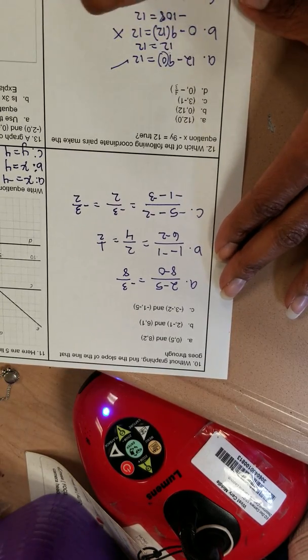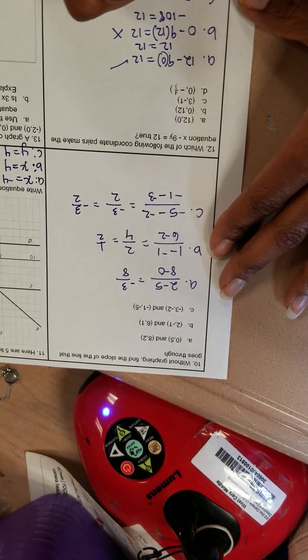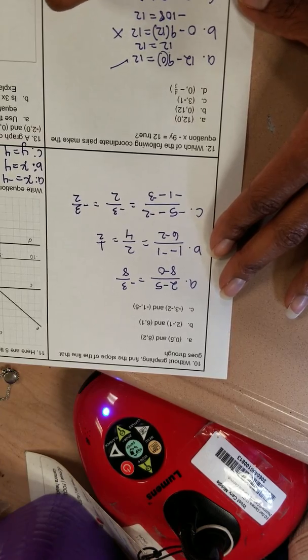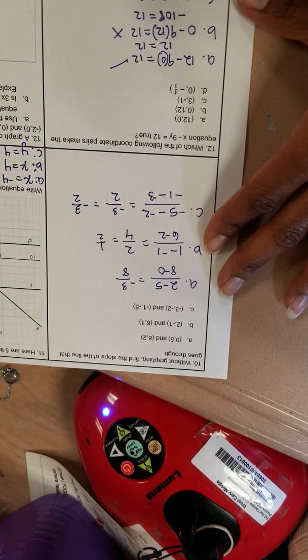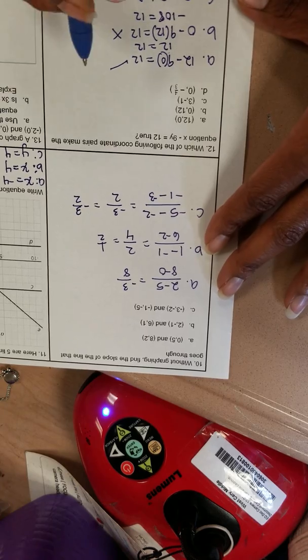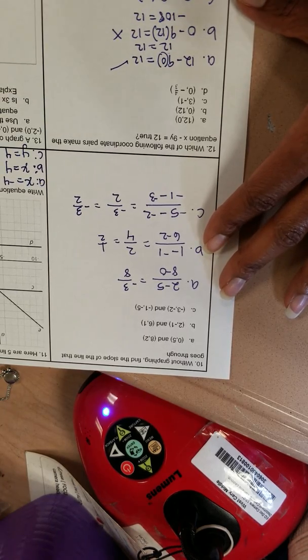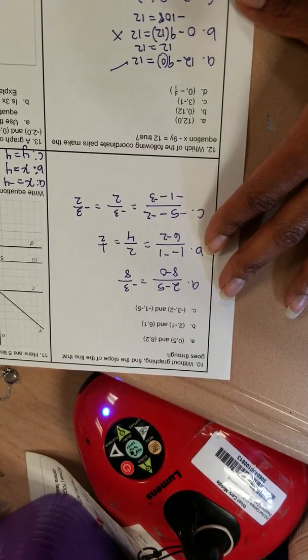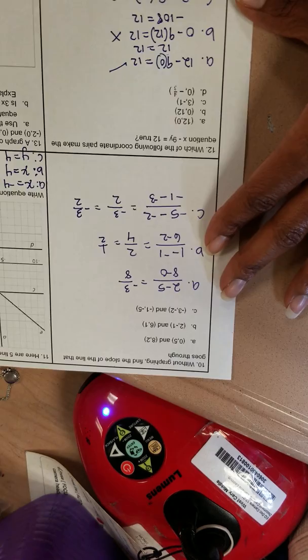So C, let's look at it and see if it's true. 3 minus 9 times negative 1 equal to 12. Well, 9 times negative 1 is negative 9, so that ends up being 3 minus a negative 9. And a minus a negative ends up being plus a positive. So it ends up being 3 plus 9 equals 12. And we know that 12 is equal to 12.